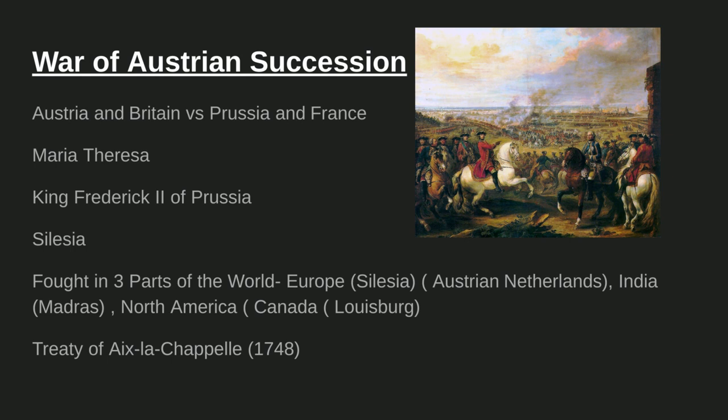In Europe, Prussia is going to seize Silesia, which we just said, and France is going to occupy the Austrian Netherlands. In the Far East, France is going to take a place known as Madras in India from the British. And in North America, the British are going to capture the French fortress of Louisbourg at the entrance of the St. Lawrence River. So here are these three parts of the world where all of this is taking place. Make sure you know who's fighting against whom, which I've listed at the top: Austria and Britain versus Prussia and France.